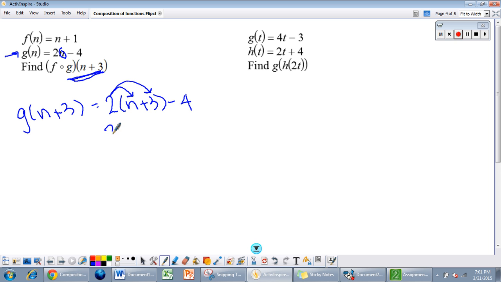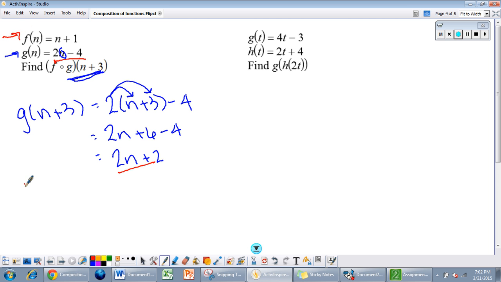2 times n is 2n. 2 times a positive 3 is a positive 6. And then we can subtract 4. Our final answer would be 2n plus 2. We're not done though. We now need to take that output from the g function, and it's going to be the input now to my f function.